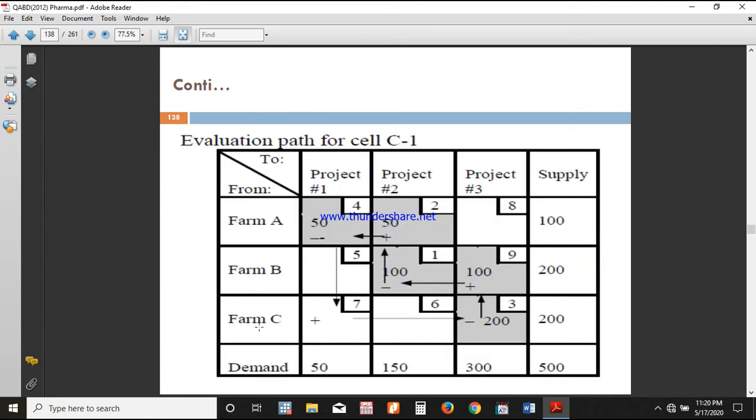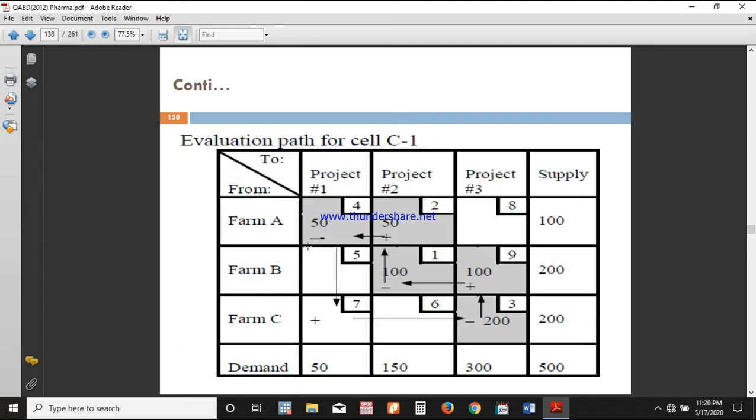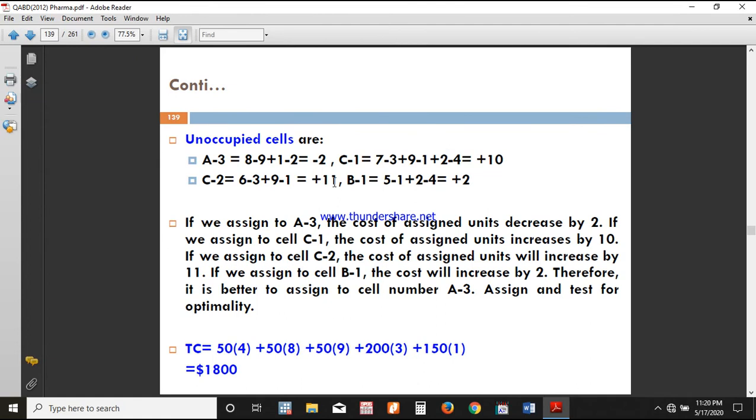For C1 also, you can skip. This is an unoccupied cell, therefore you can skip. Plus, minus, plus, minus, plus, minus. Therefore, plus 7, minus 3, plus 9, minus 1, plus 2, minus 4. This will clearly become plus 10. Therefore, C2: plus 6, minus 3, plus 9, minus 1. Therefore, 6 minus 3 plus 9 minus 1 will clearly become plus 11.